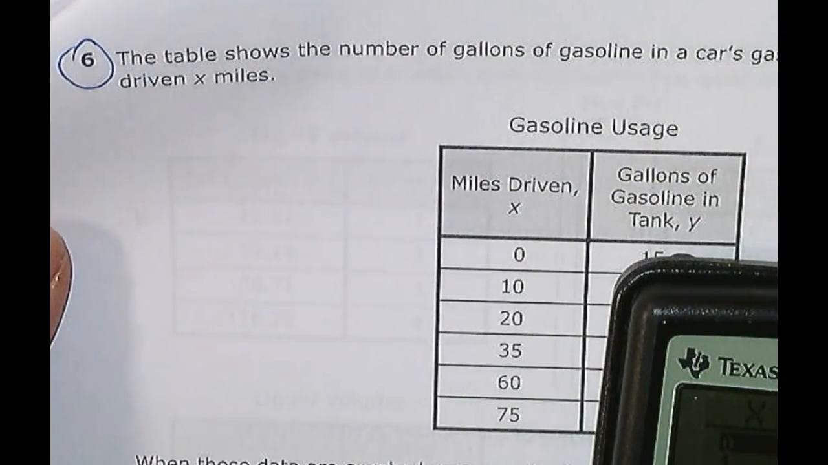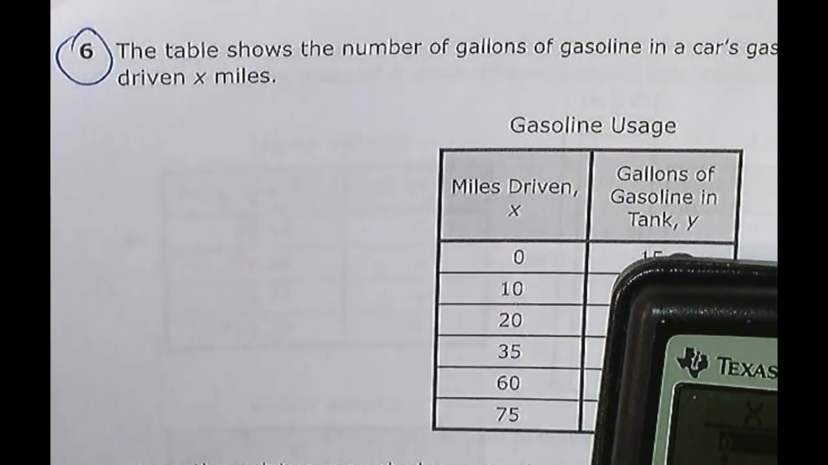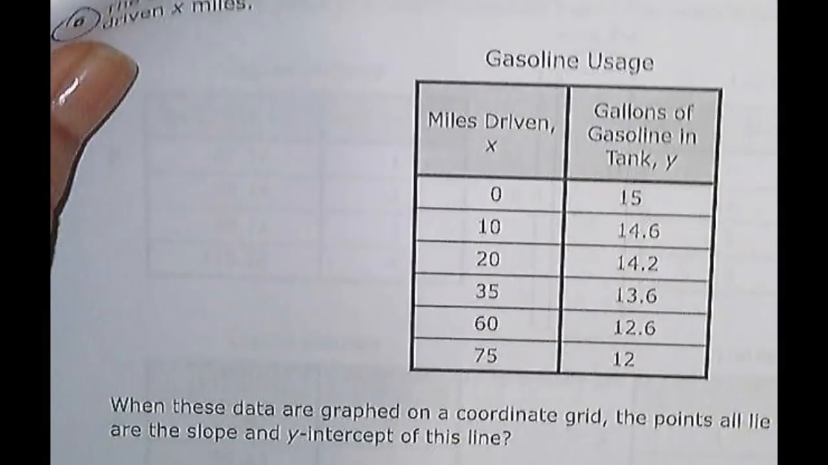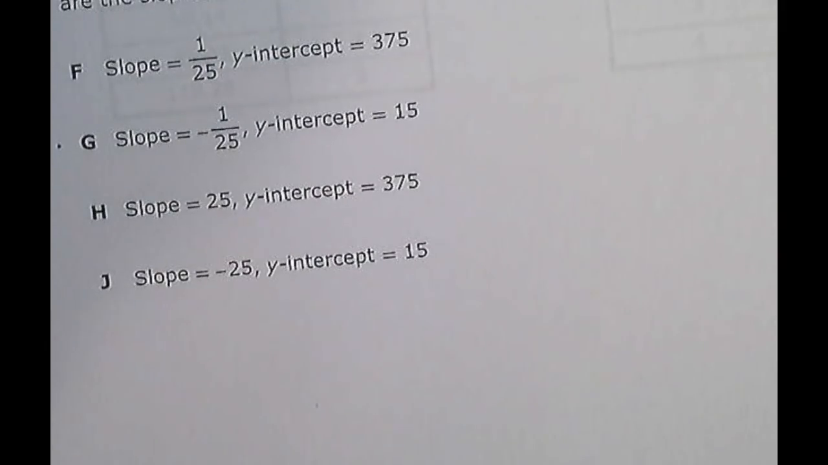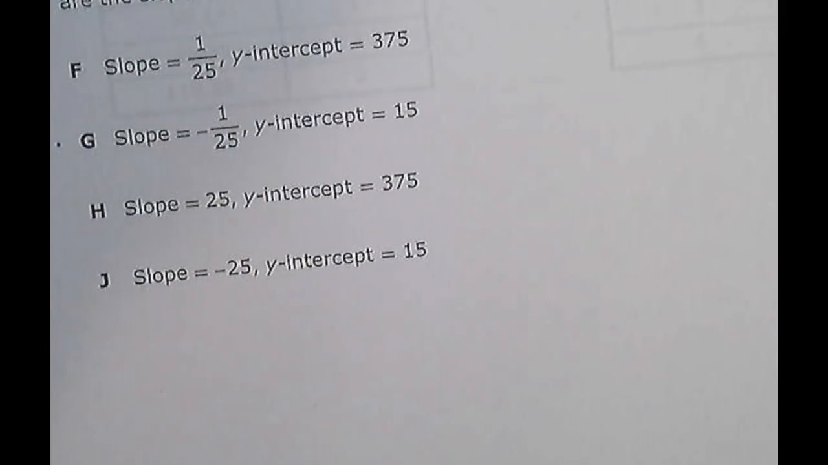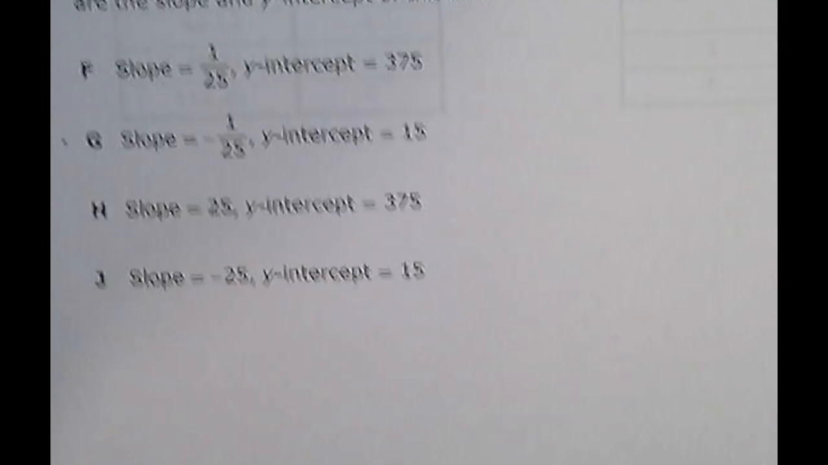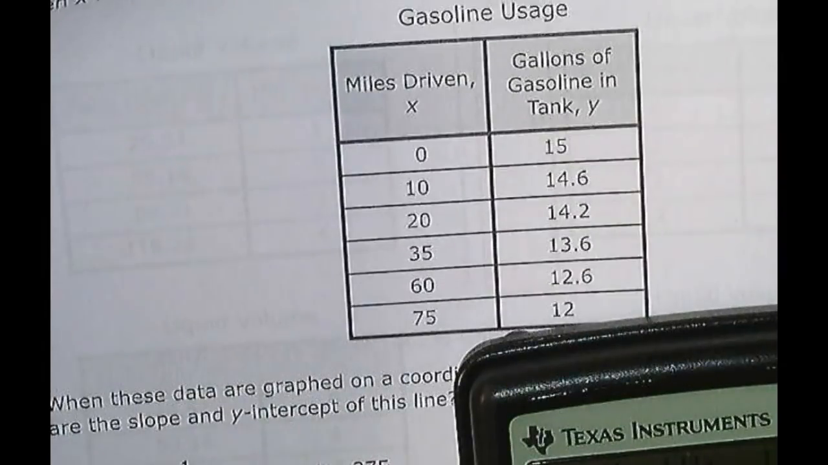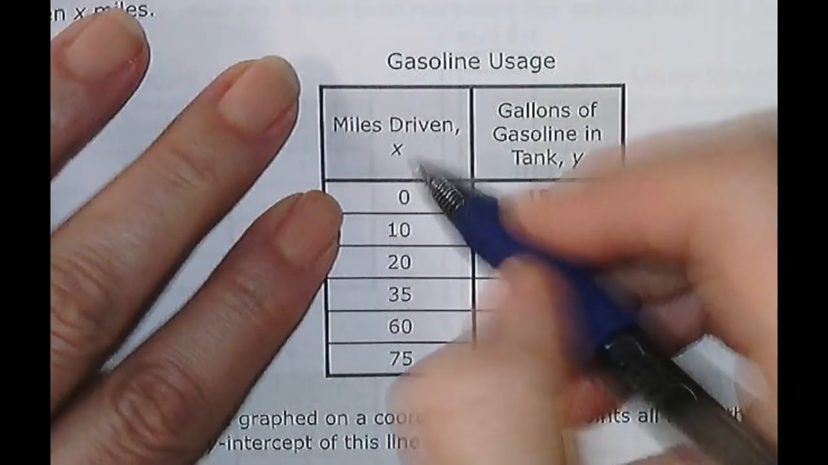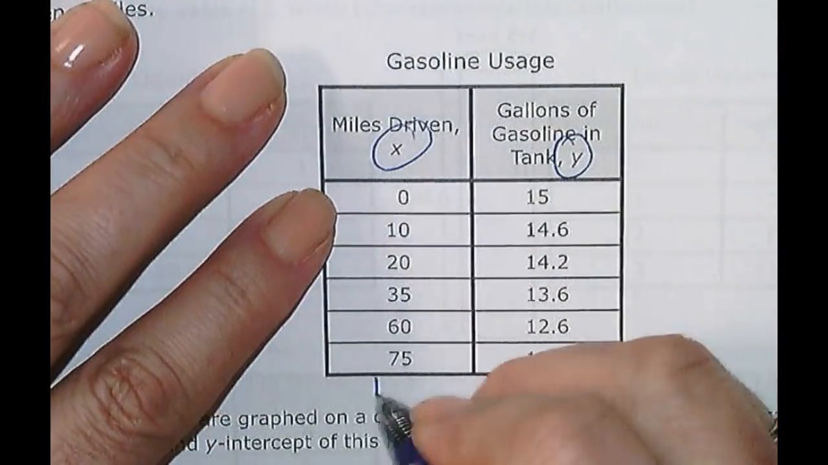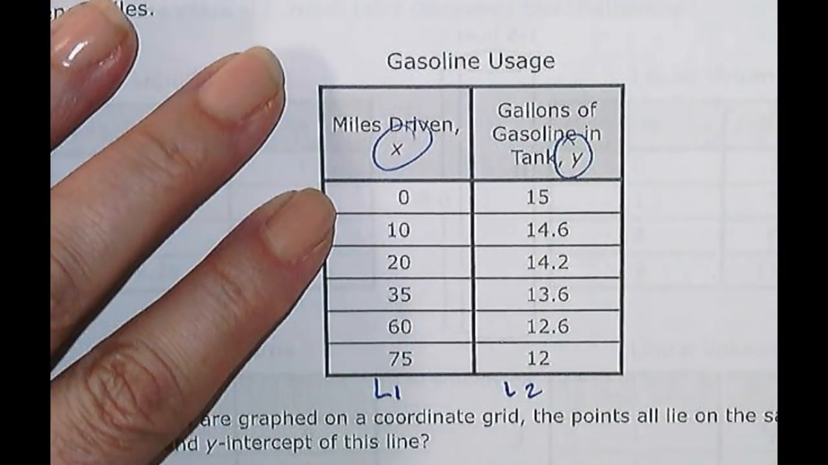Question 6. The table shows gasoline, gallons, cars, whatever. And then it says, go get the slope and go get that y-intercept. Let me get that back on the screen. Those are like my favorite. Would I do that by hand? No, I'd use my handy-dandy calculator. See this thing? It's called a list. And see that x and that y? We can also call it list 1 and list 2.